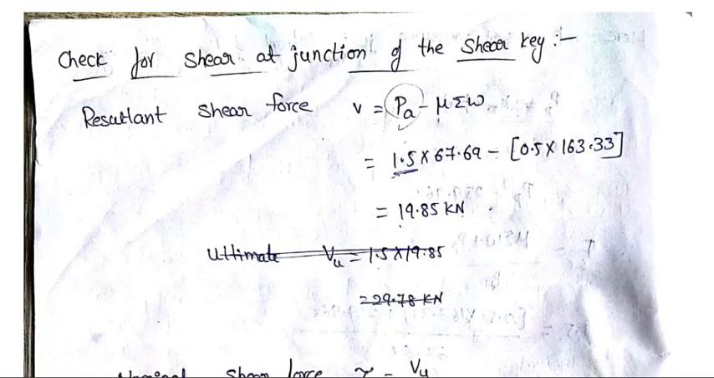Next, when you are using this, this PA value, you know, that is 67.69. When you are using this step, use a factor of safety of 1.5, minus mu, you know that one, summation of W from the first tabular column, you will get 19.85 kilonewton.